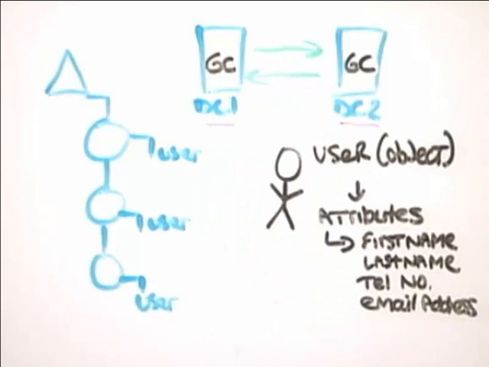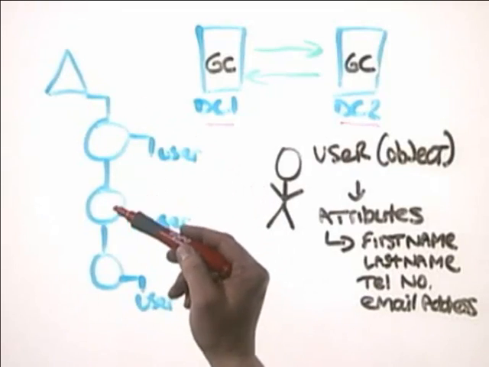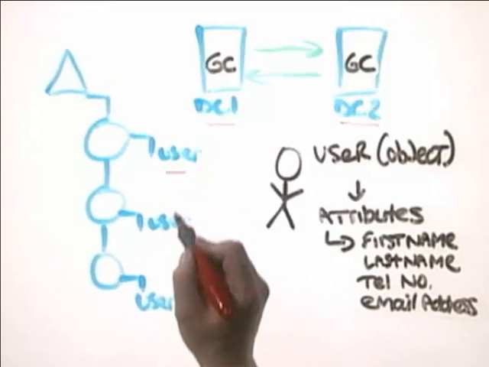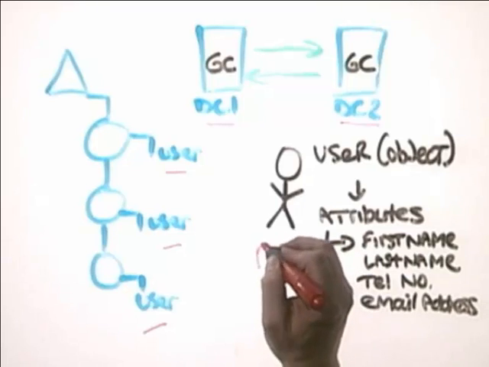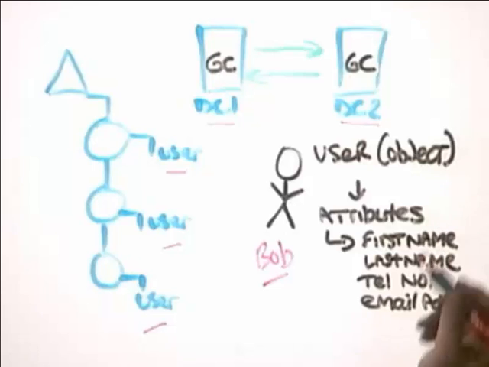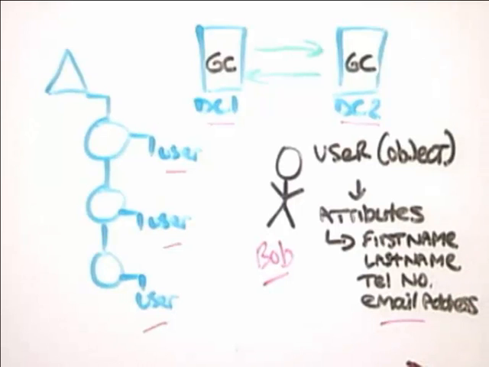So looking on the left side of our screen, we can see that we've got our domain and we have a number of organizational units with a number of individual users. And here is my user. We'll call this user Bob. And a user or an object is comprised of attributes. So for example, your first name, last name, telephone number, and email address.